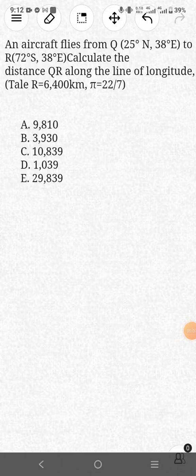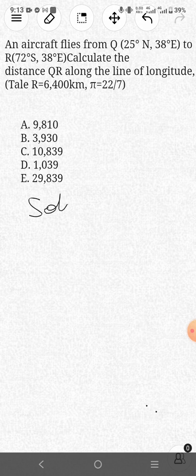Let's solve this question together. The question says an aircraft flies from Q (25 degrees north, 38 degrees east) to R (72 degrees south, 38 degrees east). Calculate the distance QR along the line of longitude. Take R equal to 6,400 kilometers, that is the radius of the Earth, and pi equal to 22/7.